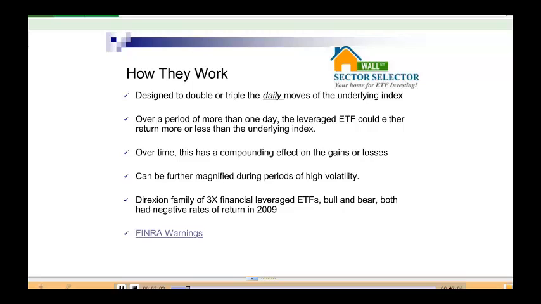So then, for instance, the Direxion family of ETFs, they have the 3X ETFs. They have bulls and bears. And in 2009, the financial bull and bear both had negative returns. So the key to that is you have to trade it like you're all here to learn how to do, because they're really effective in a day trading or a one-day holding period.